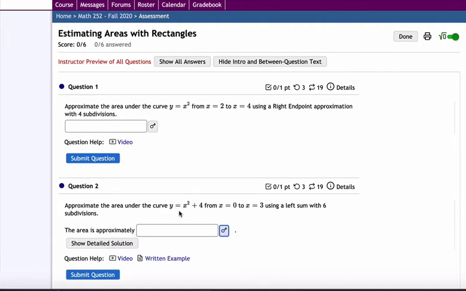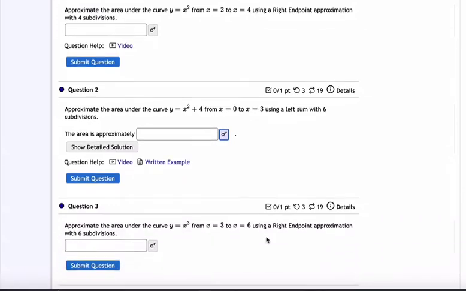Same idea in number 2. There's really no difference here except now it's a left sum with 6 subdivisions. So you're calculating L6. It'll take you a little while. Sorry, 6 subdivisions is kind of annoying. But we're going from x equals 0 to x equals 3. So again, 6 subdivisions will work out pretty nicely when A and B are 3 apart. Note that your curve now is x squared plus 4. So that's questions 1 and 2.